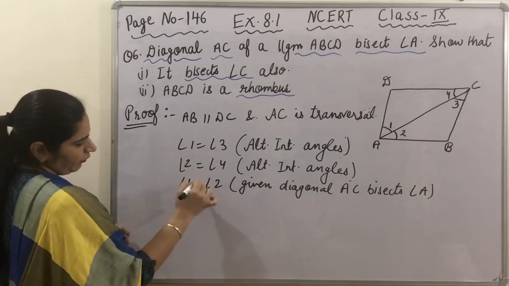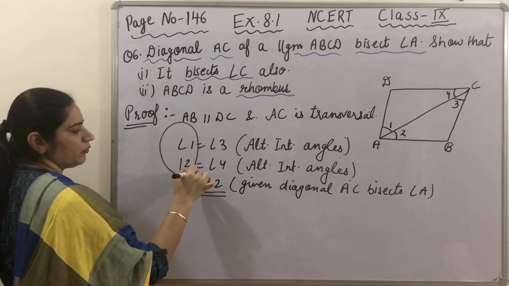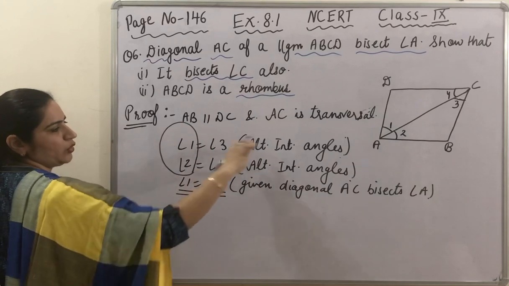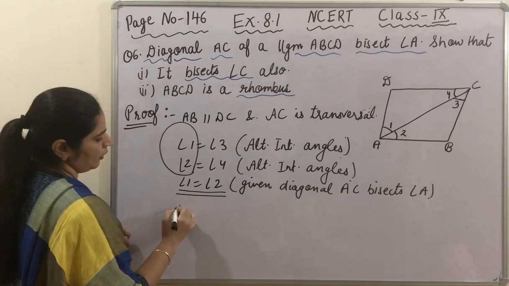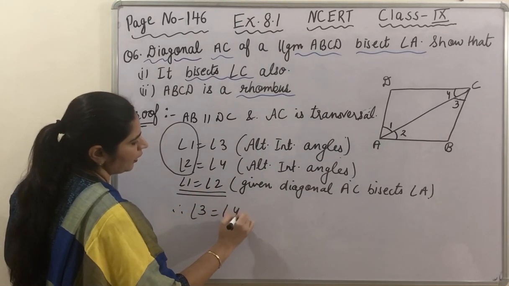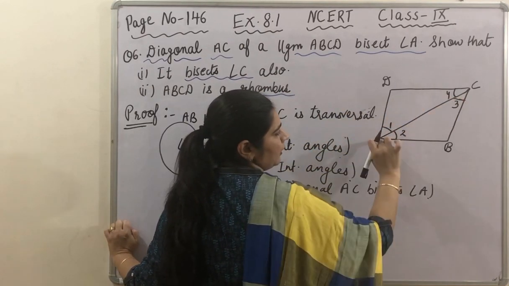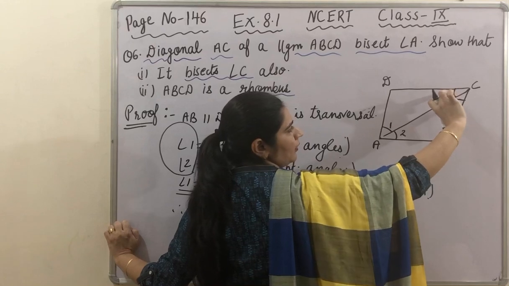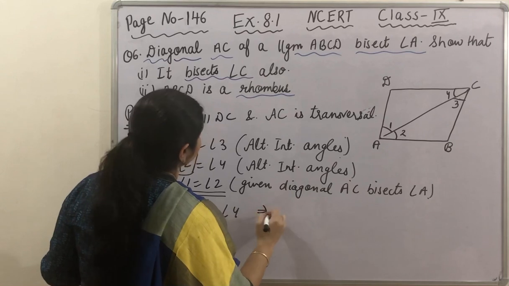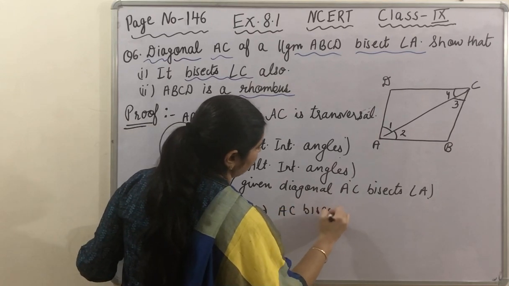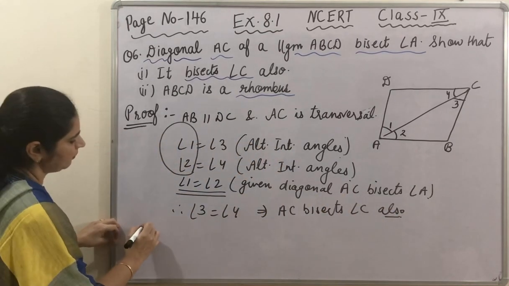Now if I do the comparison, angle 1 is equal to angle 2. If the left-hand sides of these two equations are equal, therefore I can write angle 3 is equal to angle 4. If angle 3 and angle 4 both are equal, it means this AC bisects angle C also. We have done the first part. Now we are doing the second part.